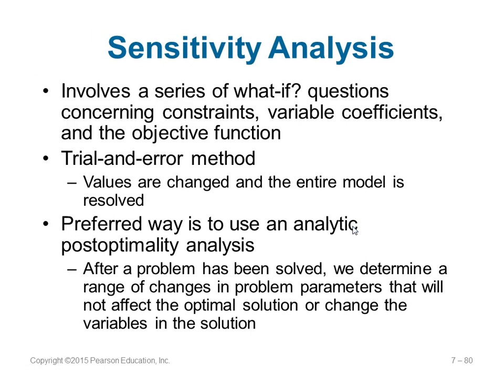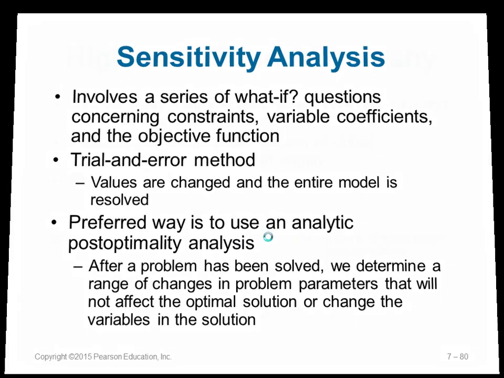So you have to see what will happen if there is a change. We can go for a trial and error method, trying different values to see what happens, but it's not a better approach. So you want to use something like analytic post-optimality analysis. After doing the LP, it tells us there is a range of values. If the change is within the range, it will have no impact on the optimal solution.